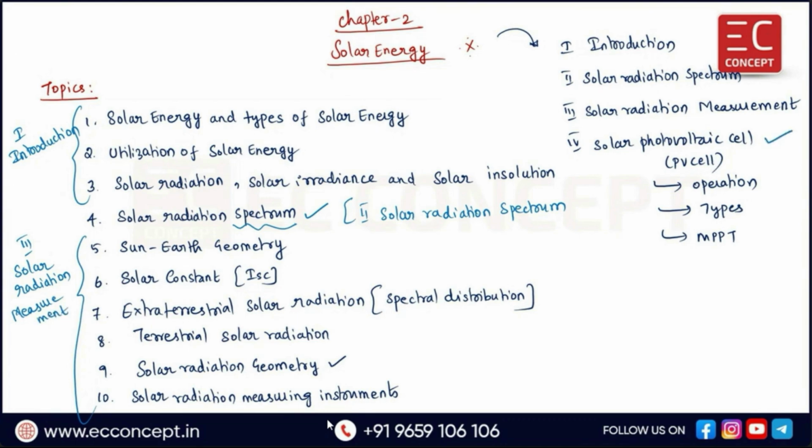These are the entire topics to be discussed in this chapter. As per the syllabus it is broadly classified into four parts. The first part has three topics, the second part is the solar radiation spectrum, and the third is radiation measurement. Today we are going to discuss these topics, and in the next session we'll start discussing the solar photovoltaic cell. First, the introduction part: introduction to solar energy. The first thing we are going to discuss is what is solar energy.